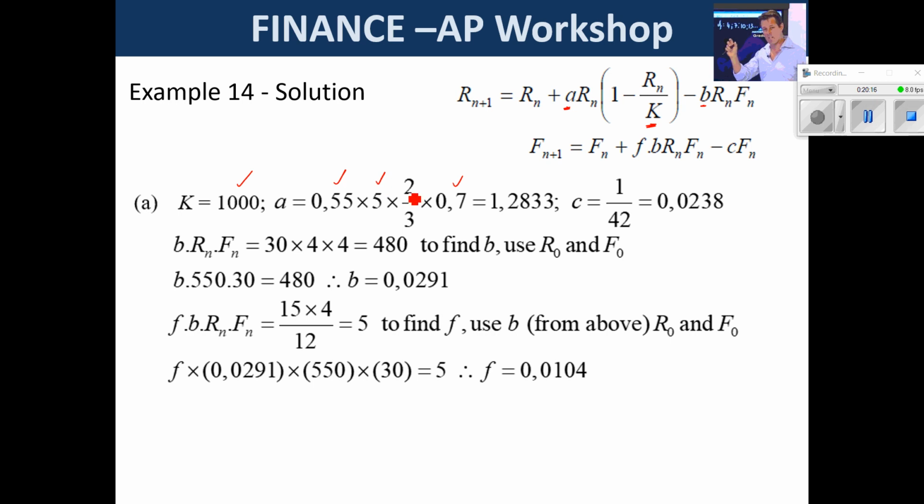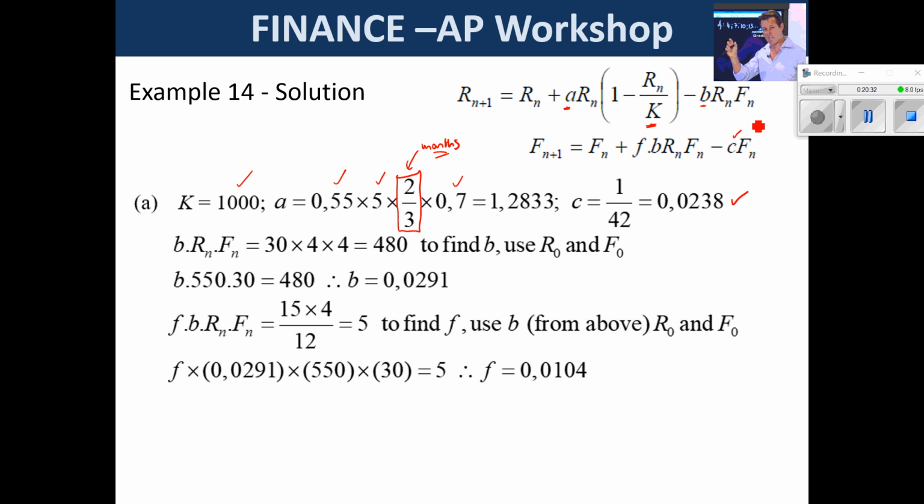I had to convert this. So this is just a conversion to months. Just remember, you've got to make sure that we're working in the same cycle. And then the C, well, they live 42 months, so 1/42th of it, there's my C.